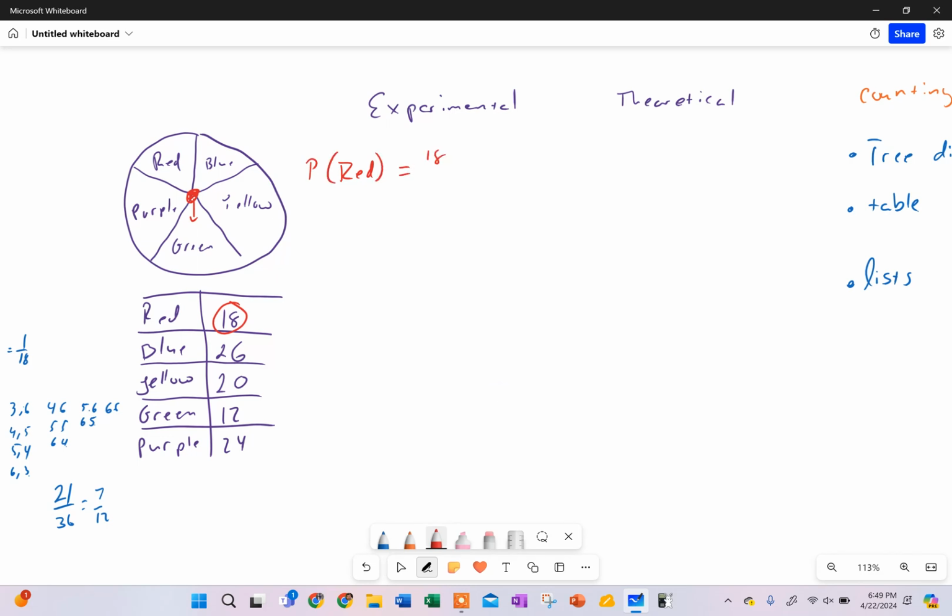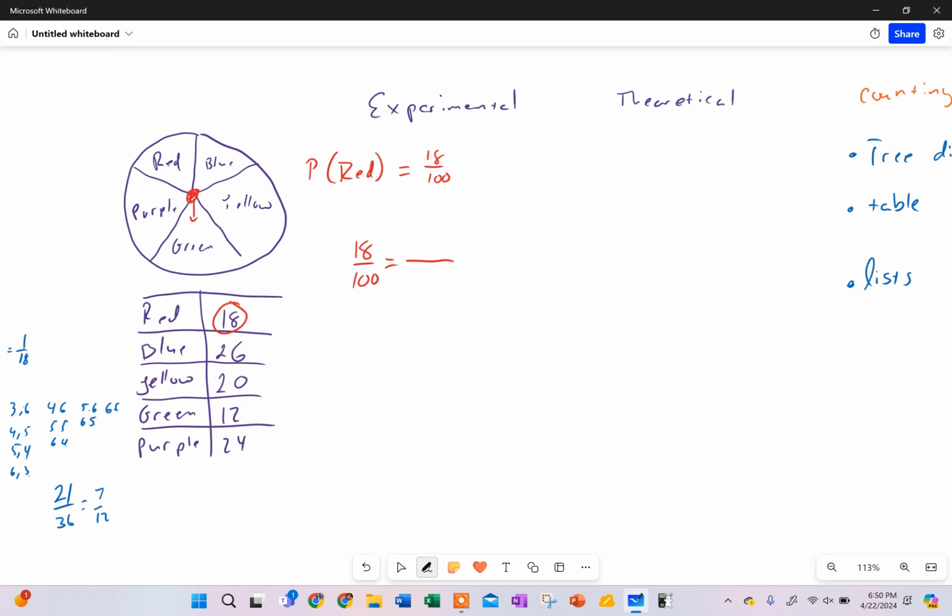It's going to be 18 out of, let's see, 18 plus 26 is 44, 64, 76, 100. Oh, 18 out of 100. So it's 18 out of 100. So I said, okay, what would happen if I were to spin this 500 times? What would be the probability of getting a red? How many times should we expect a red based on our experiment?